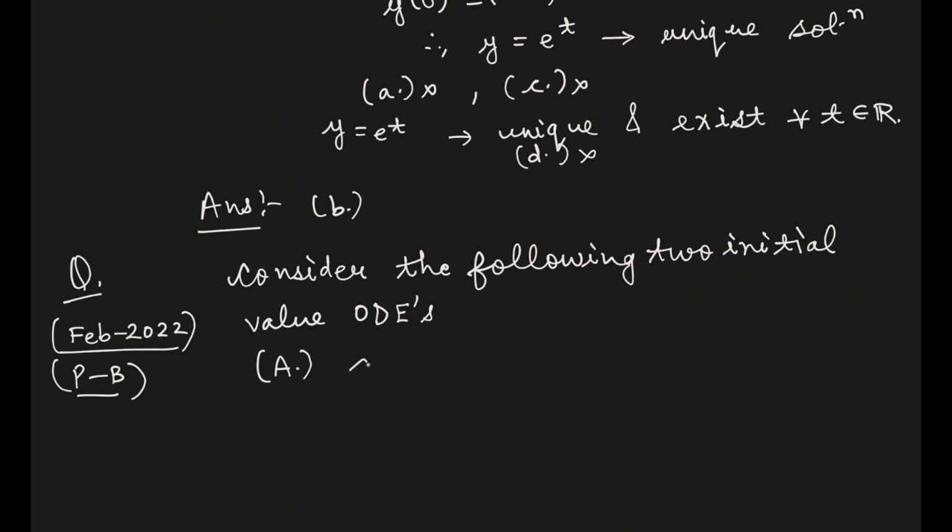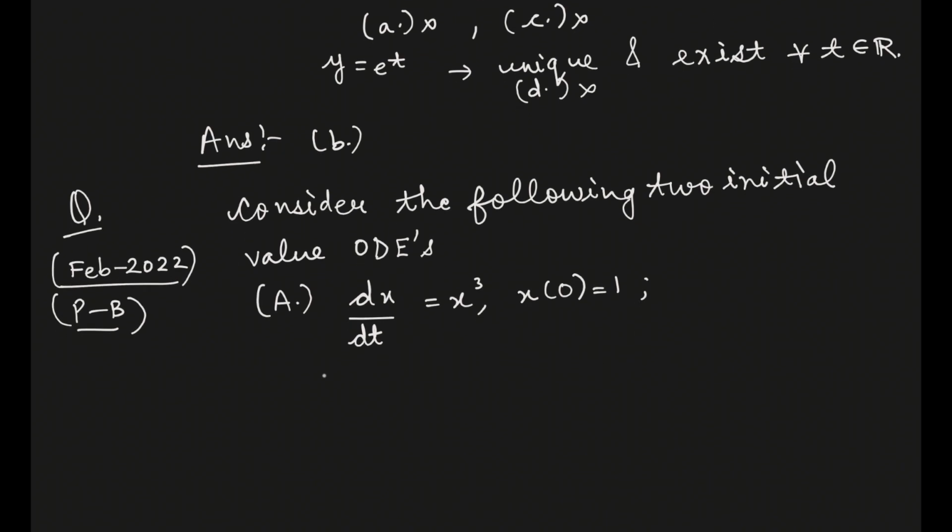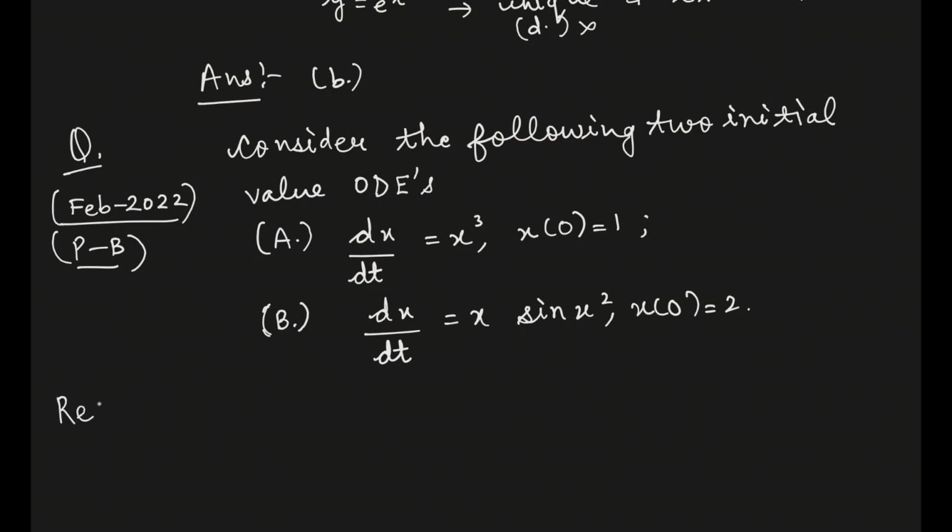Part A, dx upon dt is equal to x cube, x0 is equal to 1. Option B, dx upon dt is equal to x sine x square, x0 equal to 2. Now, related to these ODEs, we make the following assertions.